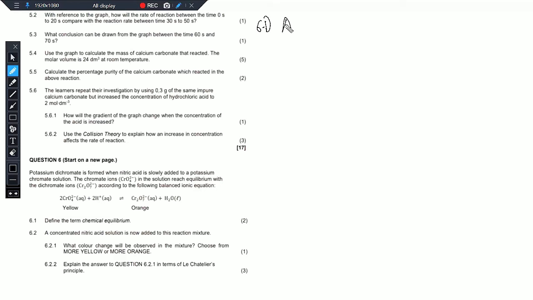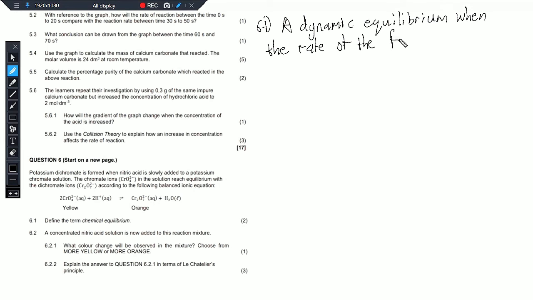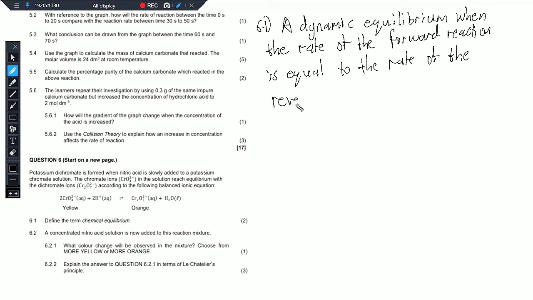Quickly, we know that it is a dynamic equilibrium when the rate of the forward reaction is equal to the rate of the reverse reaction. Right, nice.